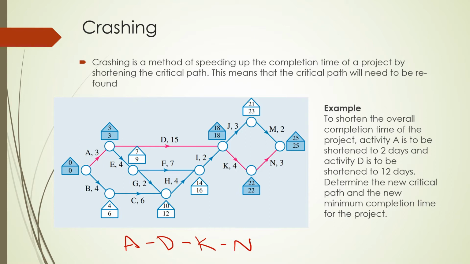However, on the side here, to shorten the overall completion time of the project, activity A is to be shortened to 2 days and activity D is to be shortened to 12 days. Determine the new critical path and the new minimum completion time for the project. This idea of crashing doesn't really involve any new concepts. It's just recalculating critical paths. On the next slide, I'm going to have redrawn this graph, with those changes made to activity A now being 2 and activity D now being 12, and see how that affects our critical path.